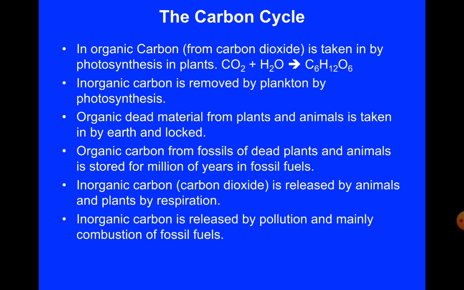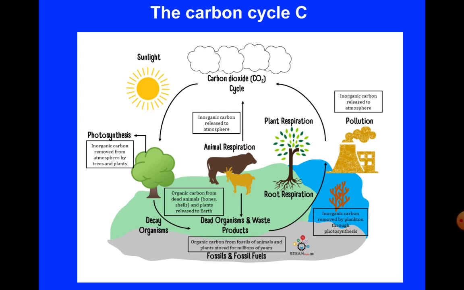Now let's look at our carbon cycle again. So we have the photosynthesis. Photosynthesis is taking up the carbon dioxide. Then we have the decay of organisms, which we find from dead organisms and waste products. This is coming again in a form of fossil fuels like gas, coal, or oil.